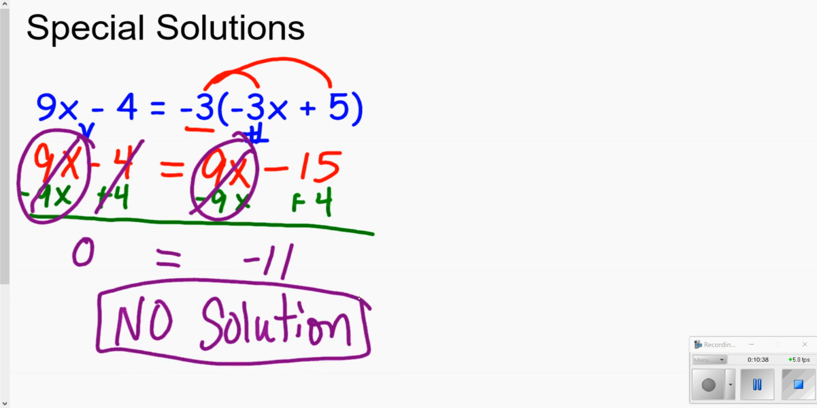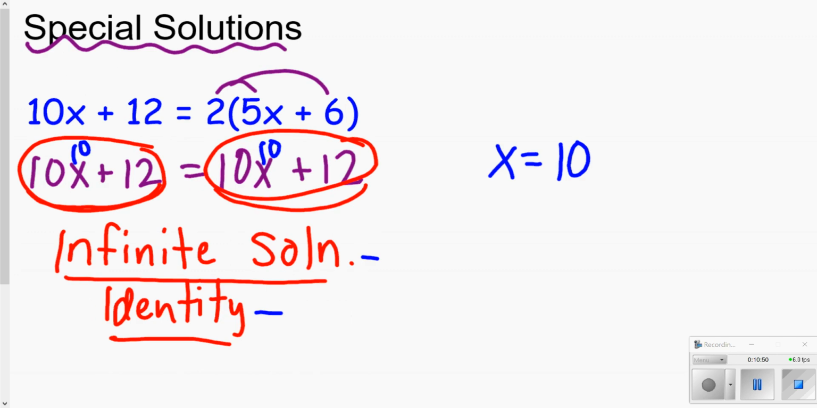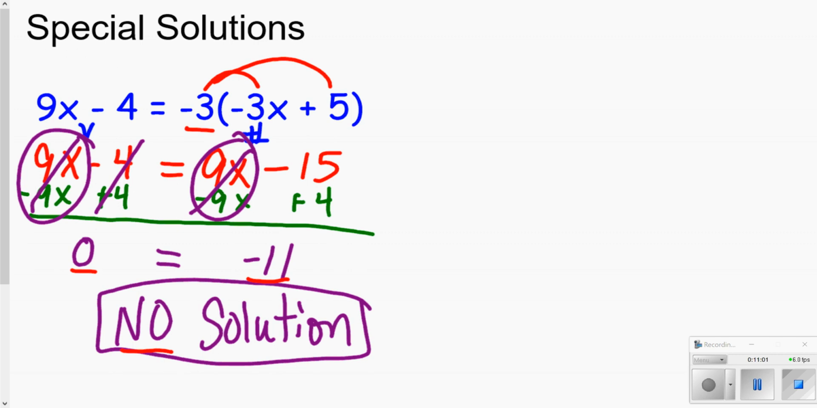So the two special solutions or special cases are this one, where all the variables drop out and you end up with an equation that is not true and there's no solution. Or this equation where one side is identical to the other side, so you say you have the identity or infinite solutions. And that is it.